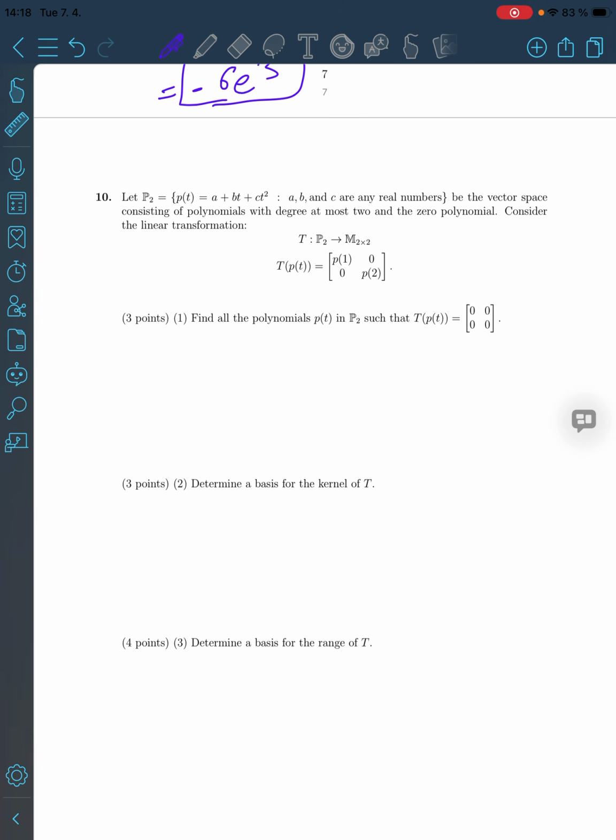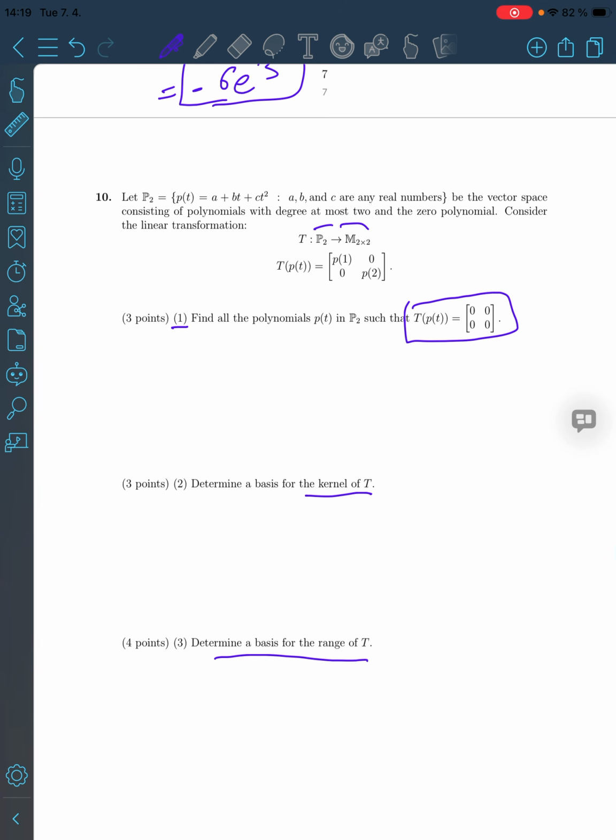So you are given a transformation from P2 to 2 by 2 matrices. By this definition, the first part is to find all the polynomials such that T(p) is equal to 0, and the second one is to determine the basis for the kernel. To obtain the kernel, you definitely should use the first part. Therefore, you should be very careful to compute the solution for the first part. And then for the third part, you have to compute the basis for the range of T, which is not related to part 1 and part 2. It can be done separately.